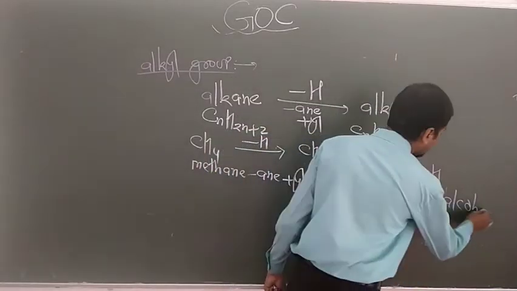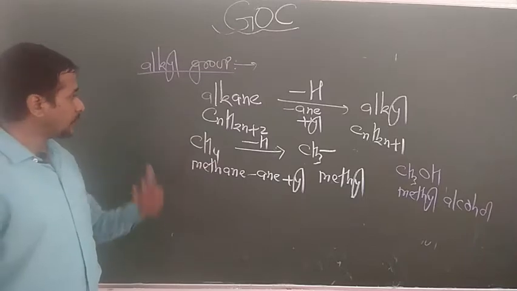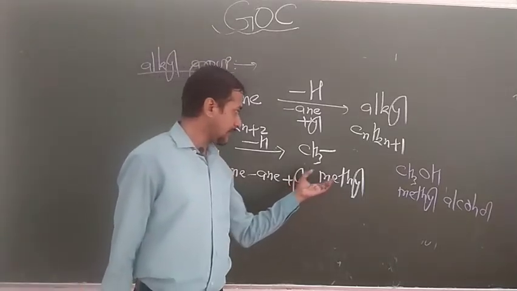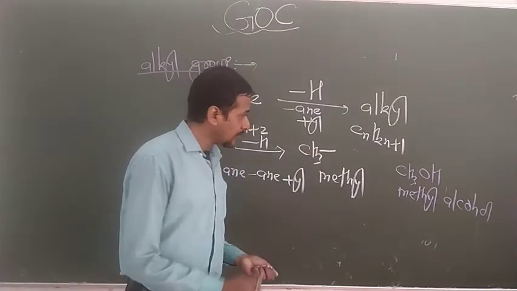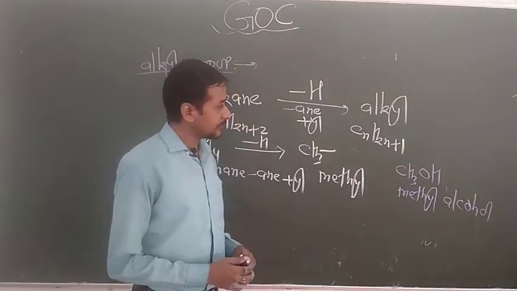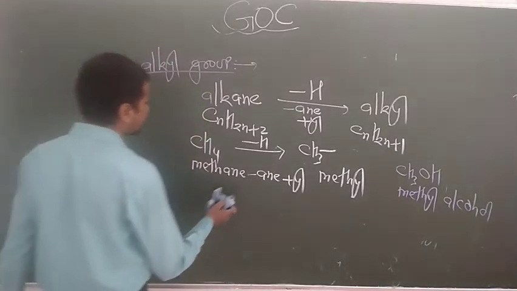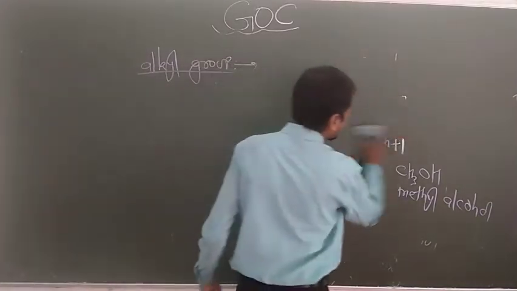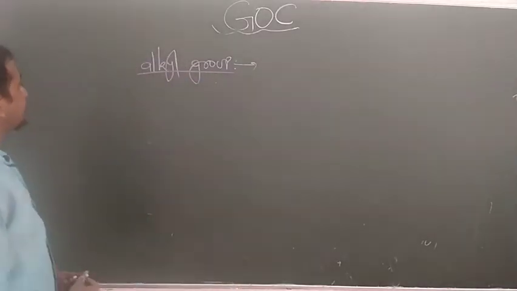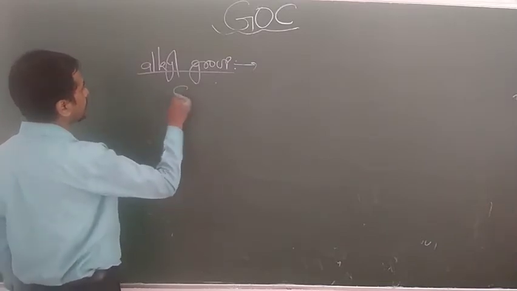So in this way you can generate the alkyl group, and by attachment of one functional group you can form the formula of an organic compound. This is the methyl group. This is a very common group: methyl chloride, methyl cyanide, methyl bromide, methyl alcohol. That's why you have to know about the formation of the methyl group.